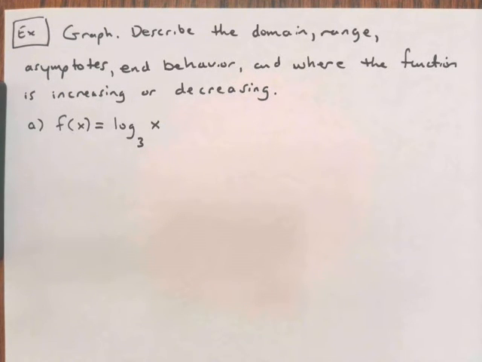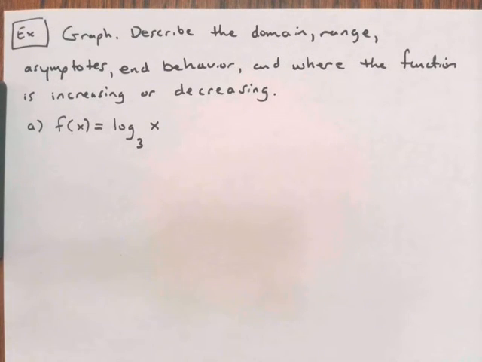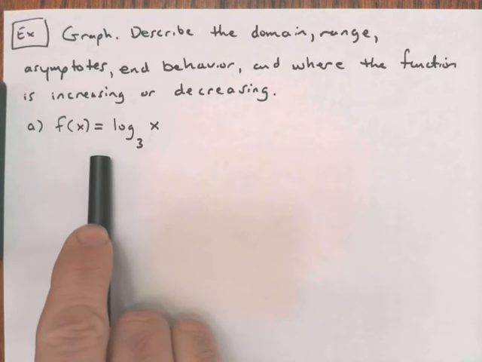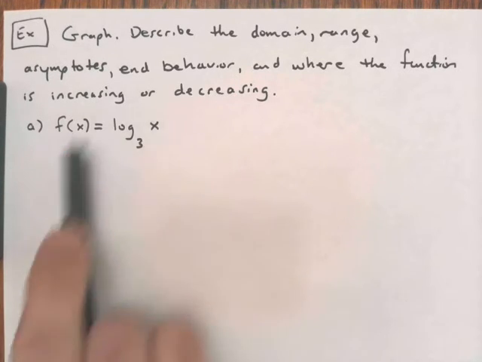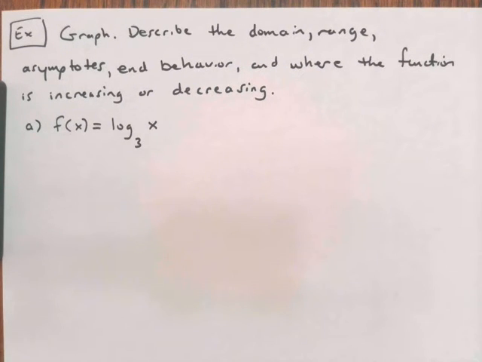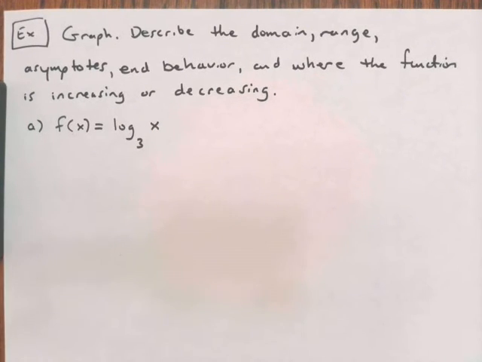For this example, we are going to graph this function and then also describe the domain, range, any asymptotes that are there, the end behavior using limits, and also where the function is increasing or decreasing. When I take a look at this equation, I see we have y equals log base 3 of x. This is one of our parent functions. There's no addition or subtraction or any other numbers in there. We just have our log with our base and our value of x.